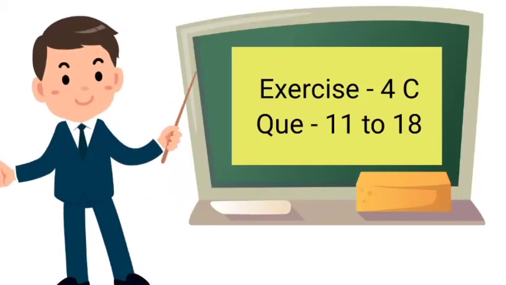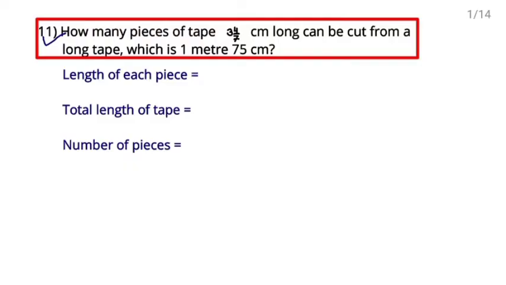Good morning students. Today we are starting with question number 11 of exercise 4C. Question number 11 is: how many pieces of tape 3 whole 4/7 centimeter long can be cut from the long tape which is 1 meter 75 centimeter? That means this 1 meter 75 centimeter is the total length of the tape.